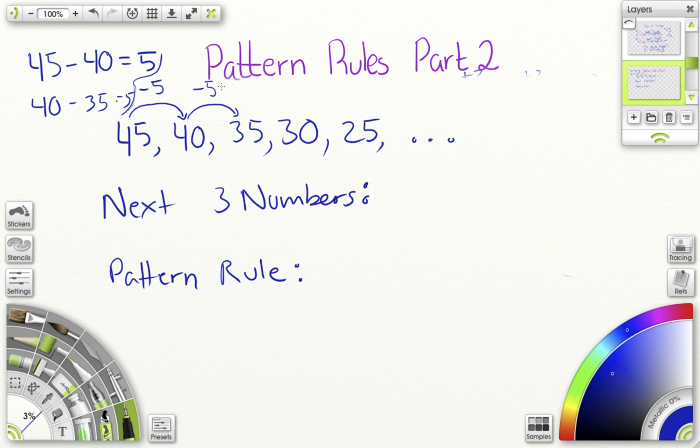So when you are checking to see what the pattern rule is, make sure you check twice. Because if you only check between 2 numbers and you just say, oh, it just subtracted by 5, that's all I have to do, it might work now, but when the patterns get a little bit more complicated, as we're going to get into a little bit later, that might not always work. You might notice that the pattern doesn't always change by the same amount each time because it might be multiplication or it might be division.